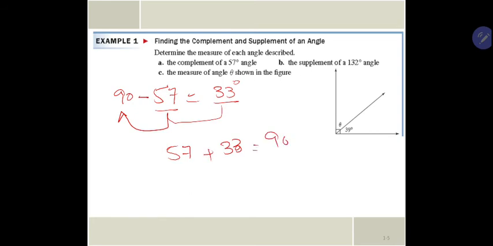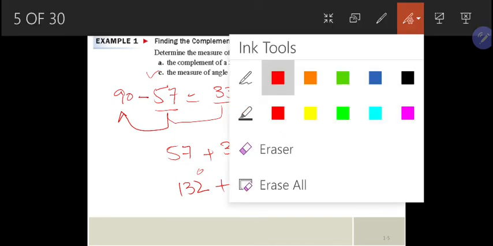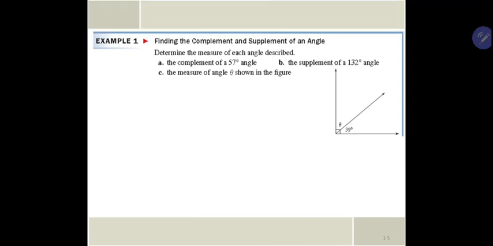Look at part B. The question says the supplement of 132. So we all know that two supplementary angles add up to 180. So if we have this 132 degrees, what will be the supplement of this, so that both the angles add up to 180? So please try to find out this thing, and then I would like you to answer part C of this question, which is about the right triangles. Moving on.